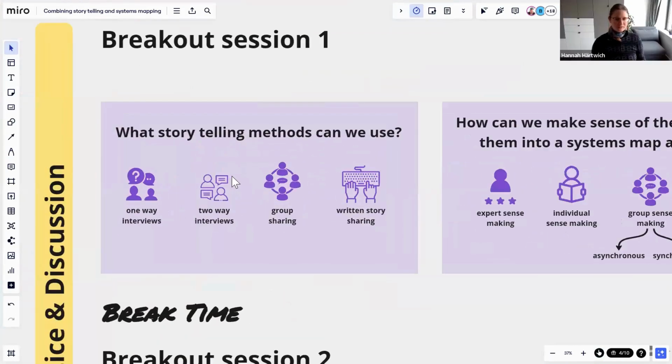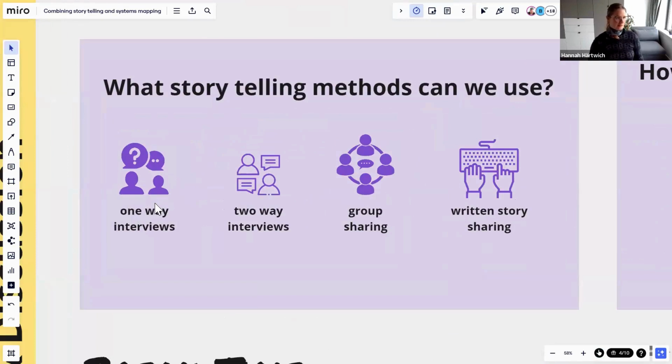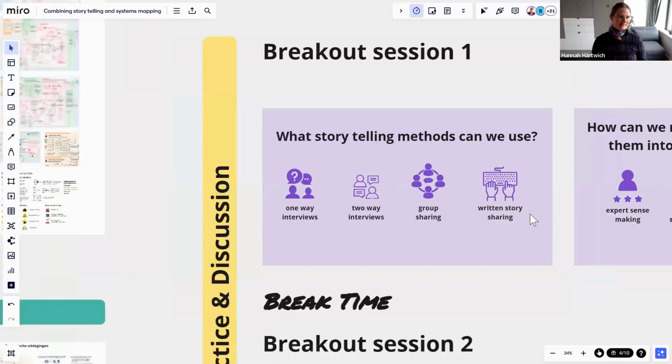So yeah, for example, there are of course different ways in which we can tell and collect these stories. Definitely what has happened in the past is to do just one-way interviews with the stakeholders in the system. But it can also be very nice to have two-way interviews, so two stakeholders from the system interview each other and hear each other's stories in that way. And of course, you can also share stories directly, more in a group setting with a bigger group, or they can be shared first in written form through online tools and things like that.